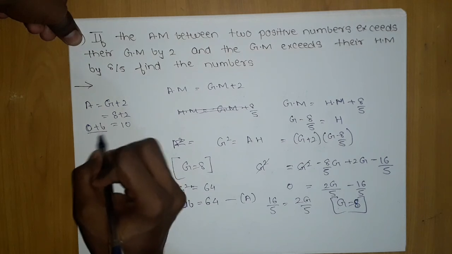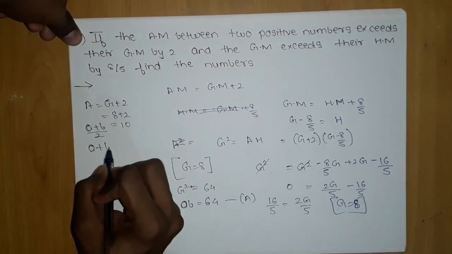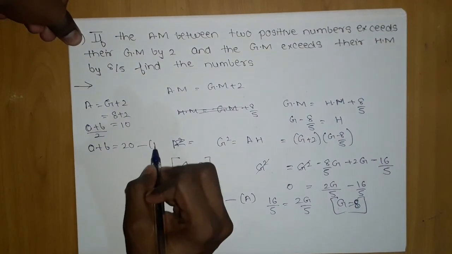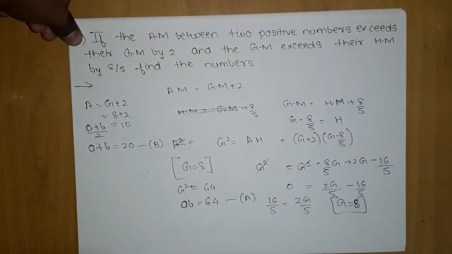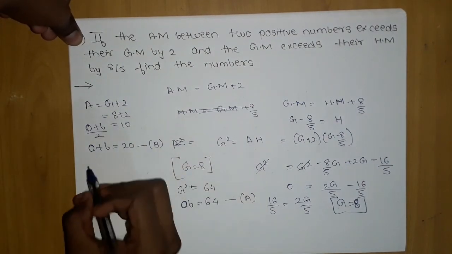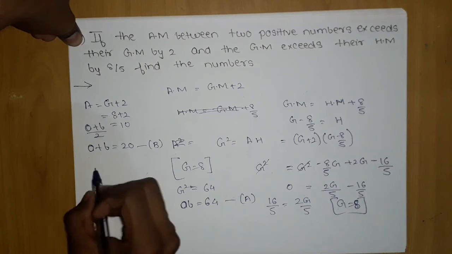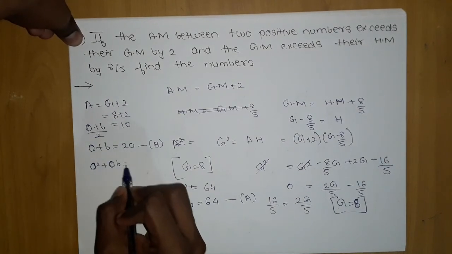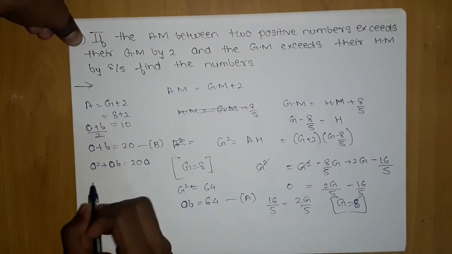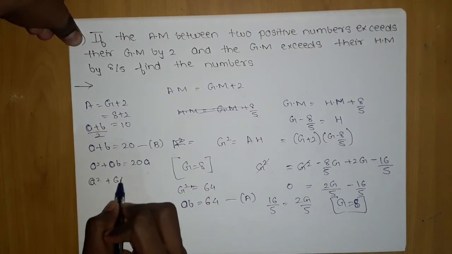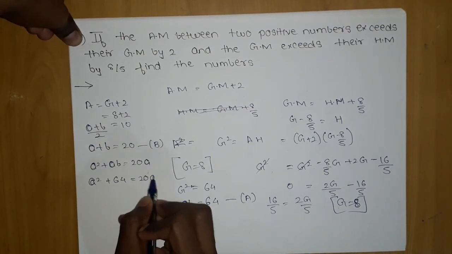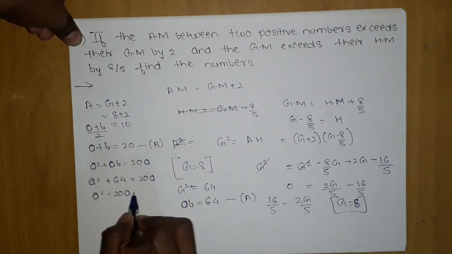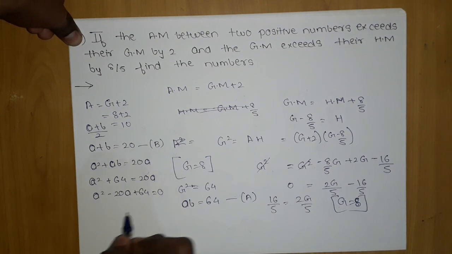And A is what? A plus B by 2. So we get A plus B is equal to 20. Let me call it B. Now can we solve this? Yes, easily. If I multiply throughout by B, or A, whatever you want, this will be A square, this will become AB, this will become 20A. This is what we know. This is nothing but 64 plus 20A, and A square plus 64 should be equal to 0.